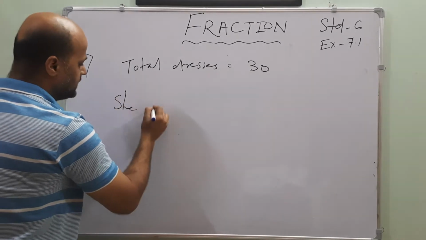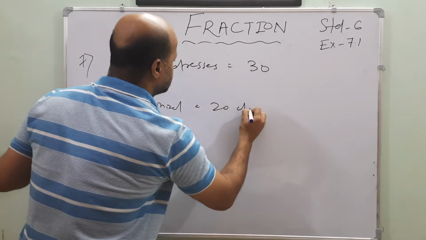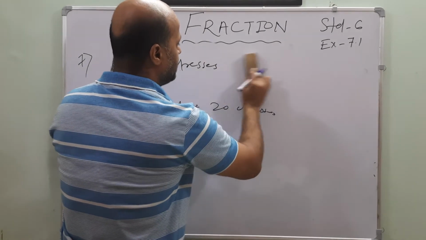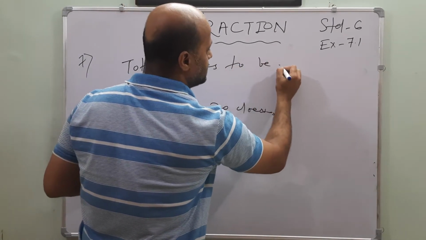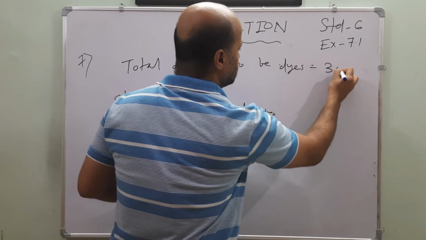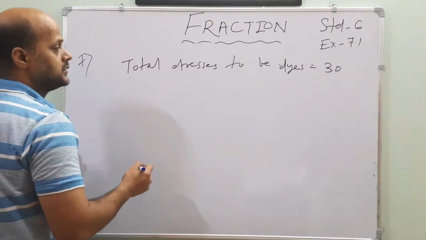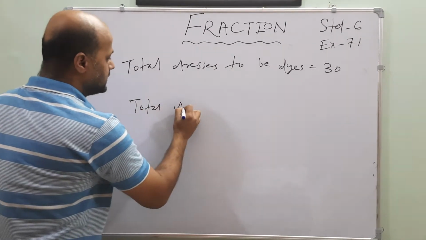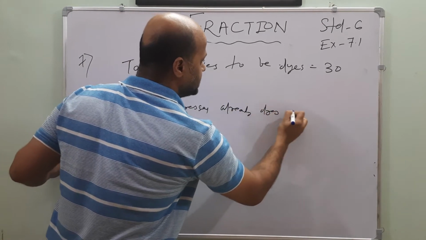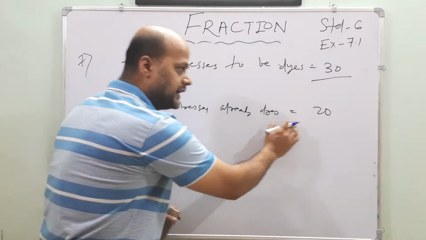Okay, I just write she finished 20 dresses. Total dresses to be dyed is 30. Again, write total dresses already dyed is equal to 20. Total dresses going to be dyed is 30. Total dresses already dyed is 20.